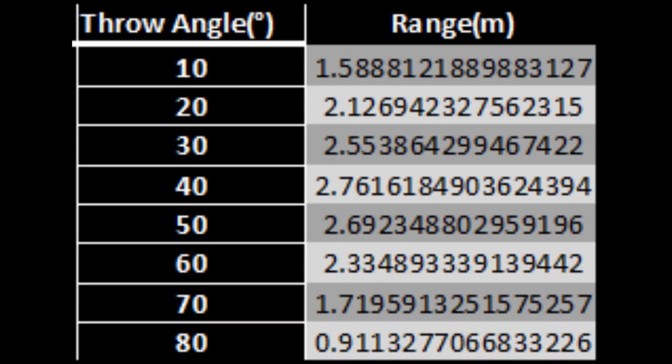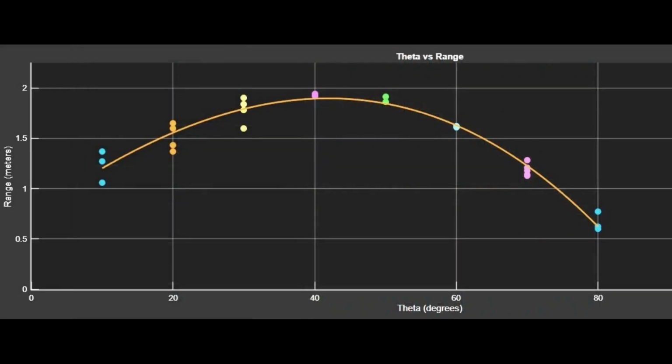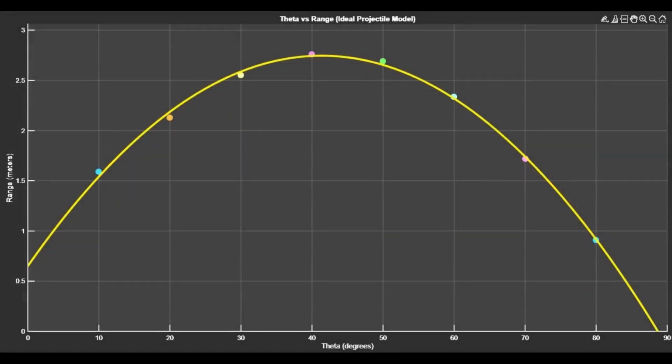I calculated the ranges in a frictionless environment using Python and drew the graphs using MATLAB. The function used to calculate the best curves in this experiment is called polyfit, which uses a method called second-degree polynomial least squares regression.